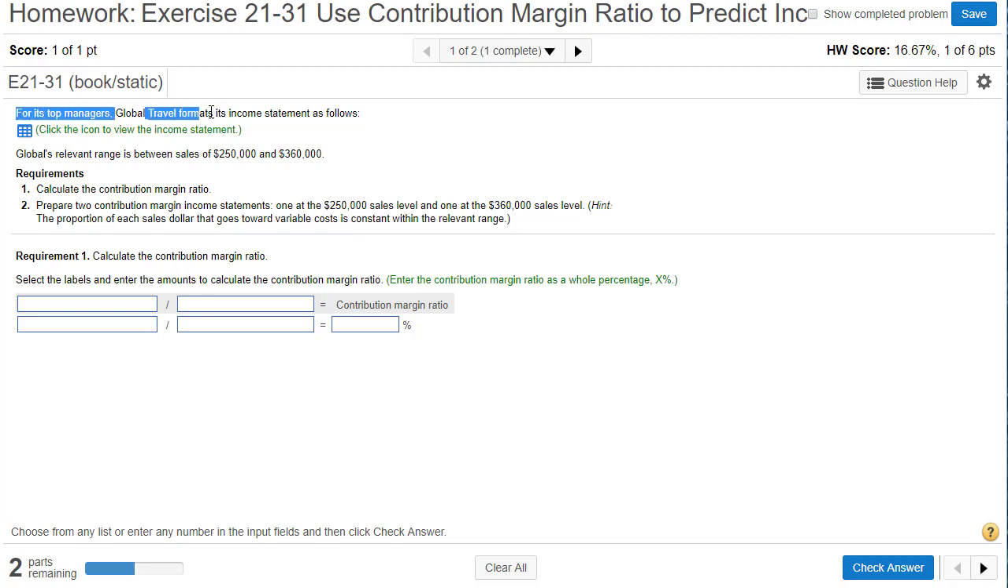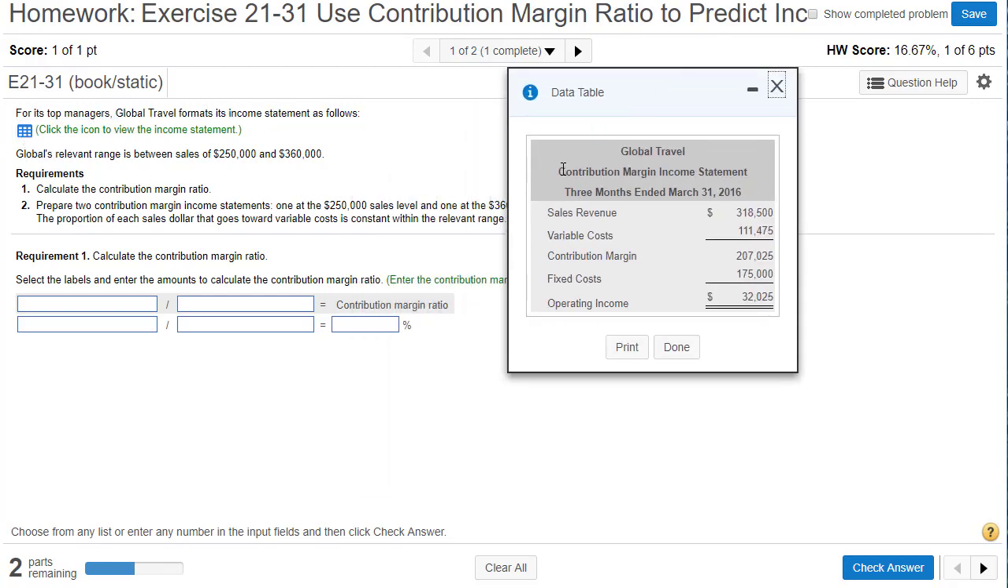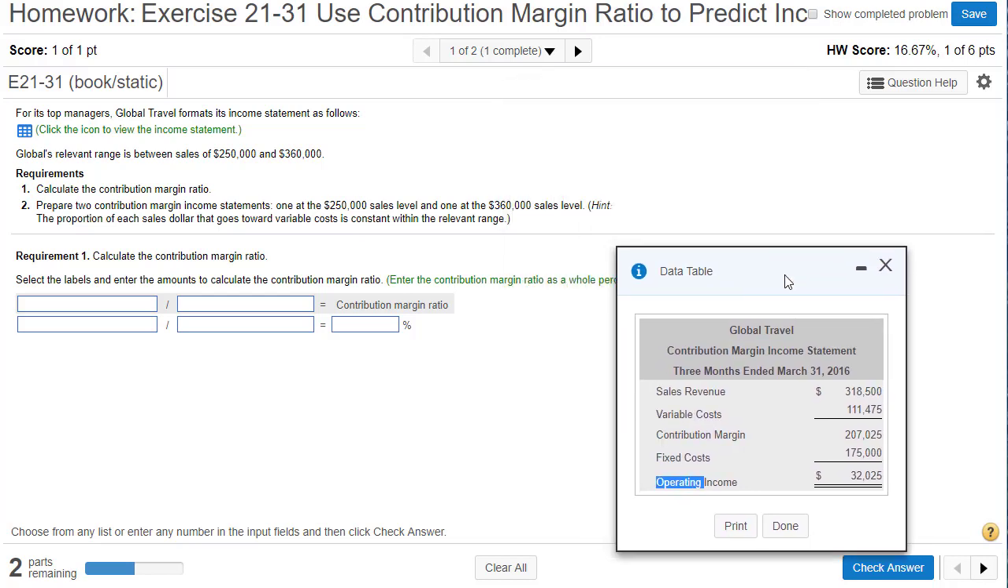For its top managers, Global Travel formats its income statement as follows. Notice this is a contribution margin income statement. That means this is an income statement that people internal to the company, the managers, would use. Notice the formula: sales revenue minus variable costs equals contribution margin, minus fixed costs equals our operating income.